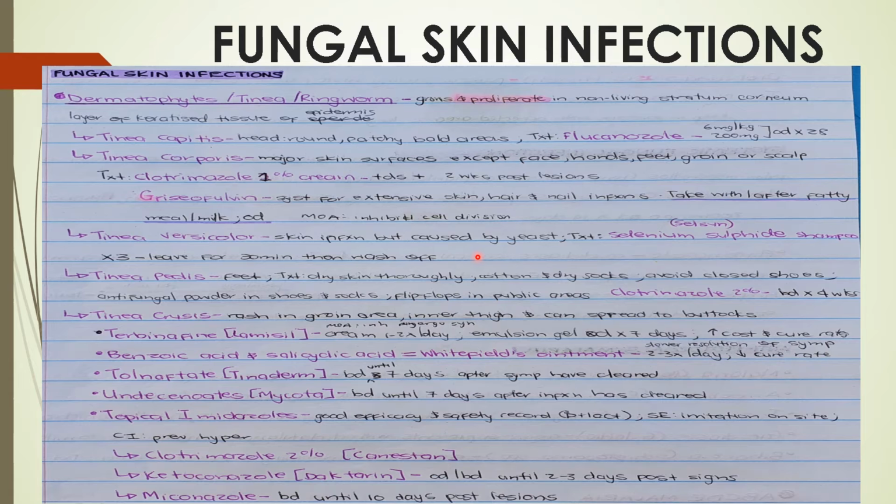Then we've got tinea versicolor. This is a skin infection, but it is caused by a yeast. Treatment would be selenium sulfide shampoo or Selsun. You use it for 3 days, so you leave it on for 3 minutes and then you wash it off, and then you do the same thing for the next 2 days.